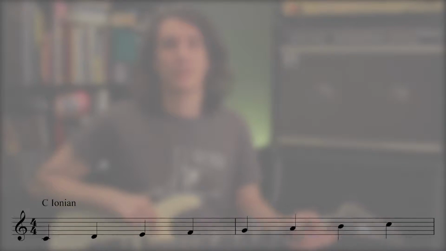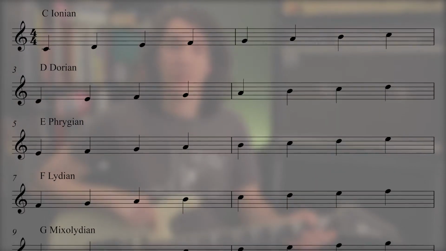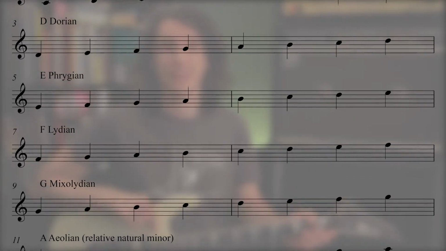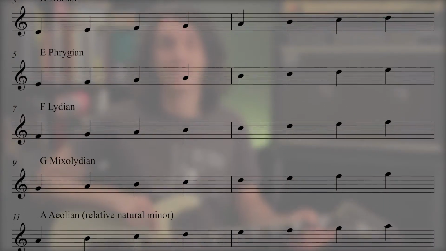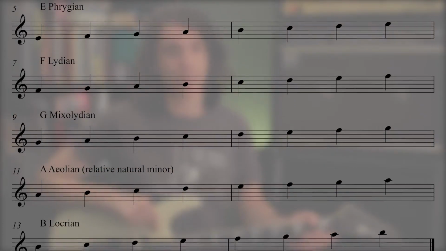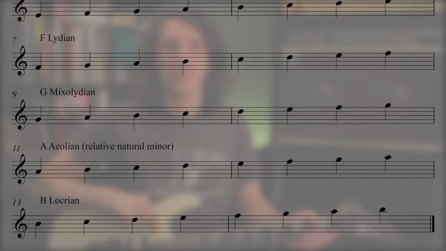Here are the 7 modes in C and their Greek names. The first mode and the parent scale is C Ionian, the second D Dorian, third E Phrygian, fourth F Lydian, fifth G Mixolydian, sixth A Aeolian, which is also the relative natural minor scale, and the 7th B Locrian.